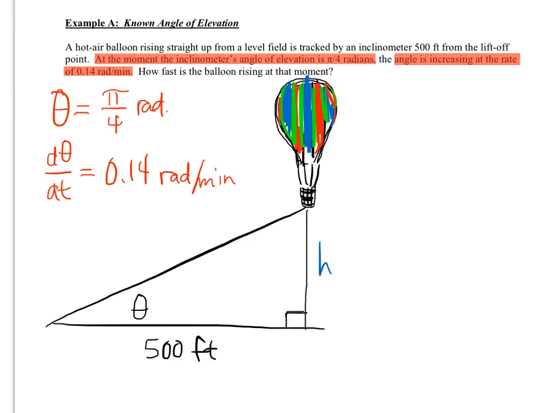Now, the 500 feet was a constant that we don't need to highlight, but the last and most important thing to realize is they do tell us what we're going to search for, or what we need to solve for, which is how fast is the balloon rising at that moment. Notice they don't say how high is the balloon. They say how fast is it rising. So what we need to solve for would be dh dt, and that is what we're going to try to solve for. Okay? So hopefully that's what you picked up on as well as you read through the question.